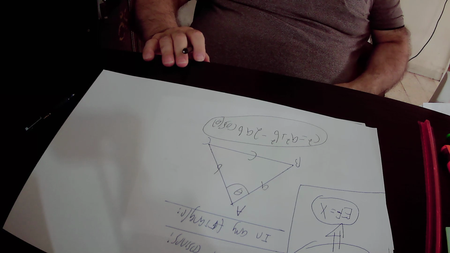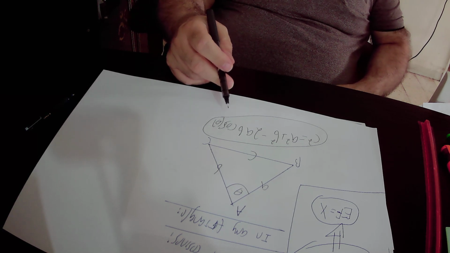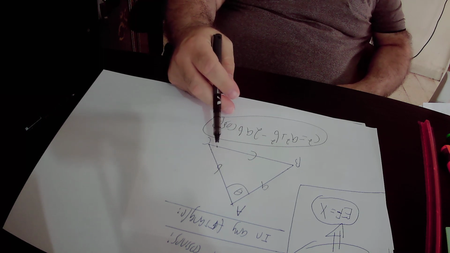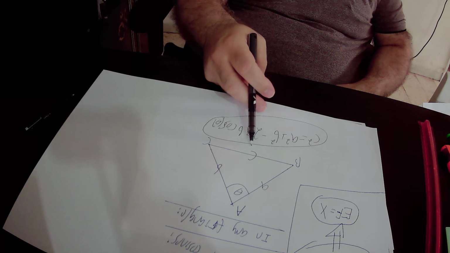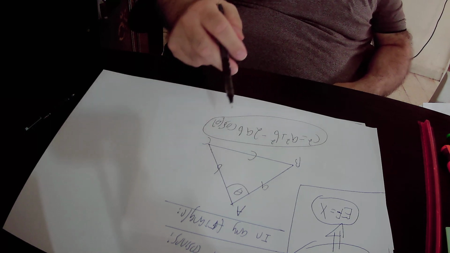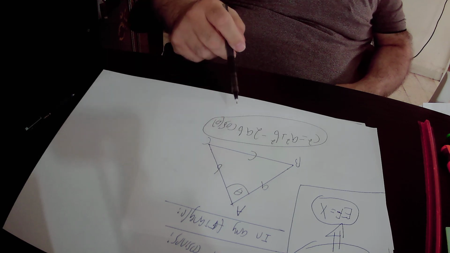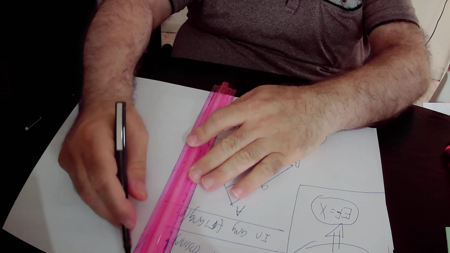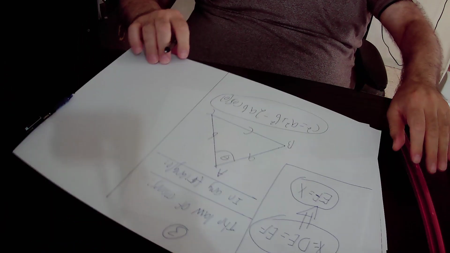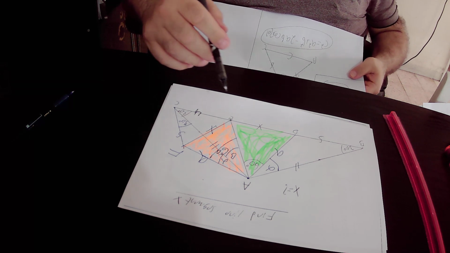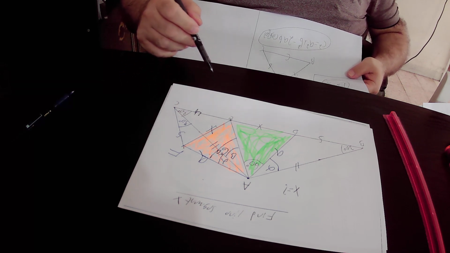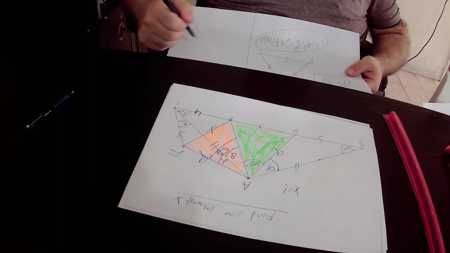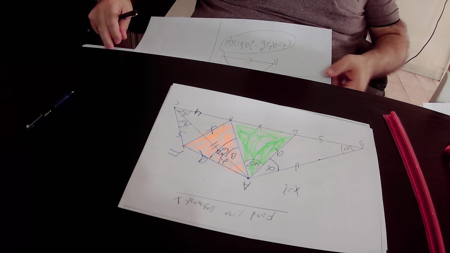I'll repeat again. In triangle ABC, according to the law of cosines, we get that C squared equals A squared plus B squared minus 2 times A times B times cosine theta. So we will implement the law of cosines in triangle EFC. I will copy triangle EFC onto this page, and we will implement the law of cosines in triangle EFC.